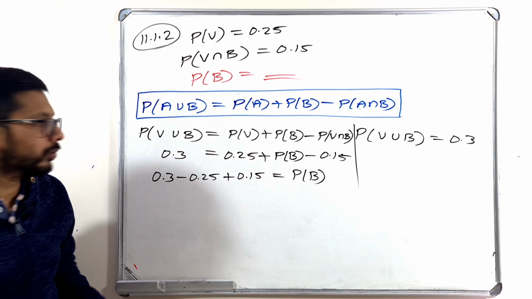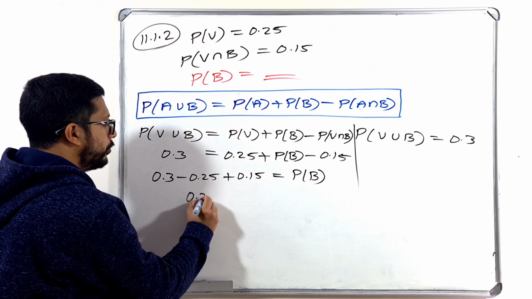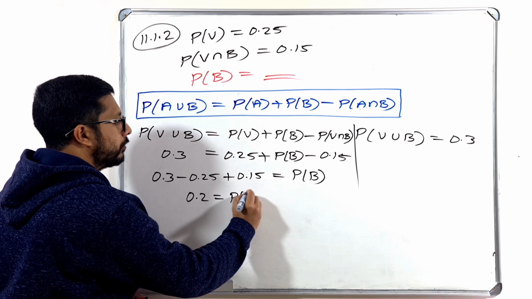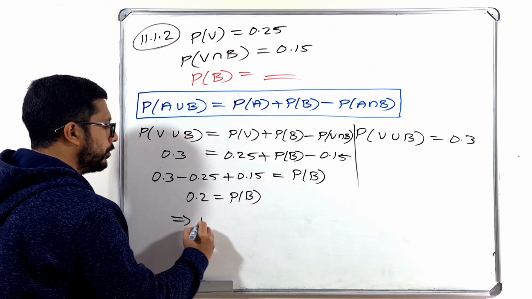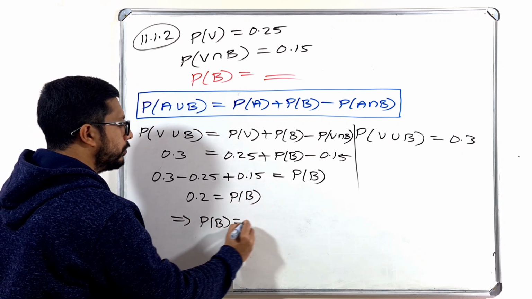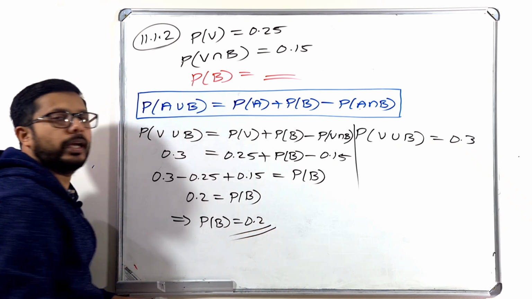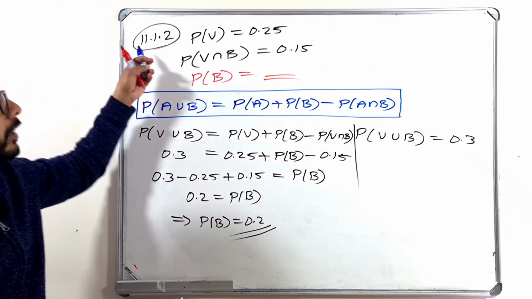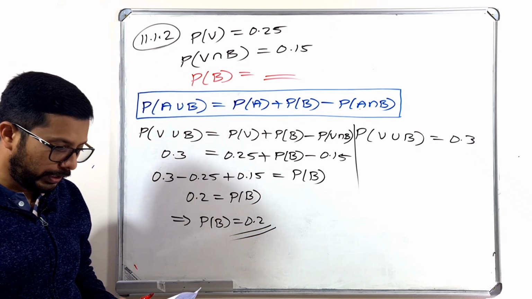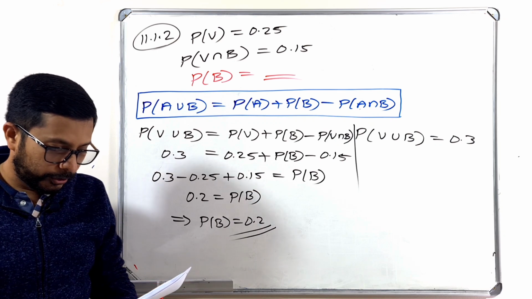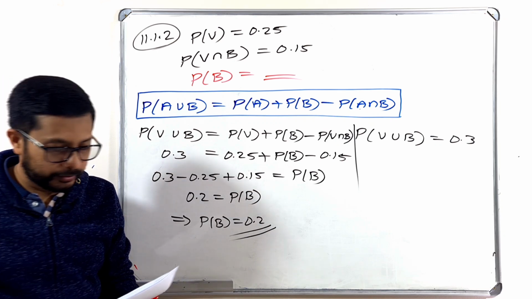0.2. So in your calculator, the probability of Bongani is equal to 0.2, and that's the answer to question number 11.1.2. Okay, let's go to question number 11.1.3.